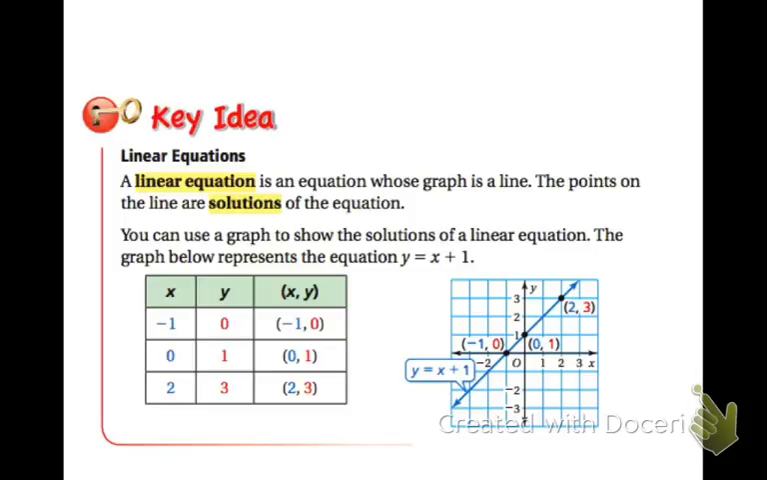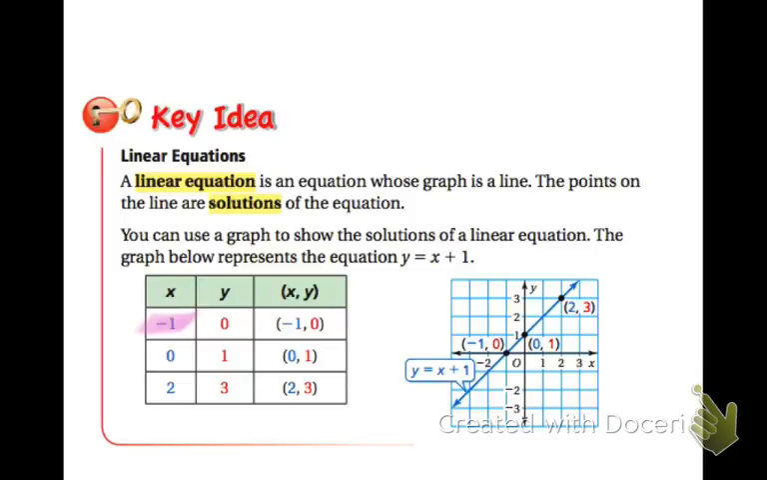The graph below represents the equation y is equal to x plus 1. Notice there is a y and an x, and we will relate those to ordered pairs that we can graph on the coordinate system. So if the value of x is -1, right here, you can see that y would be 0.